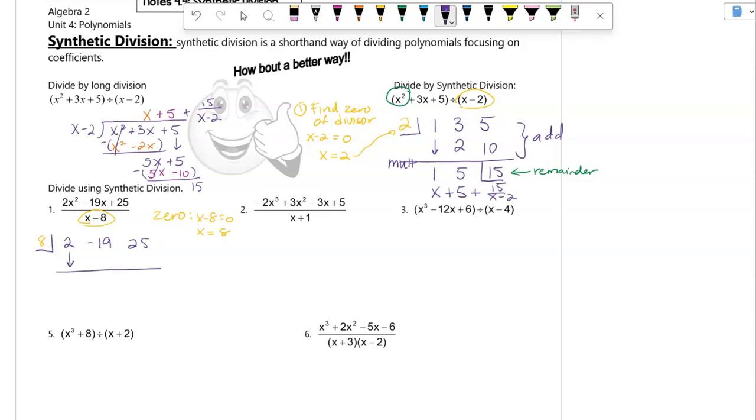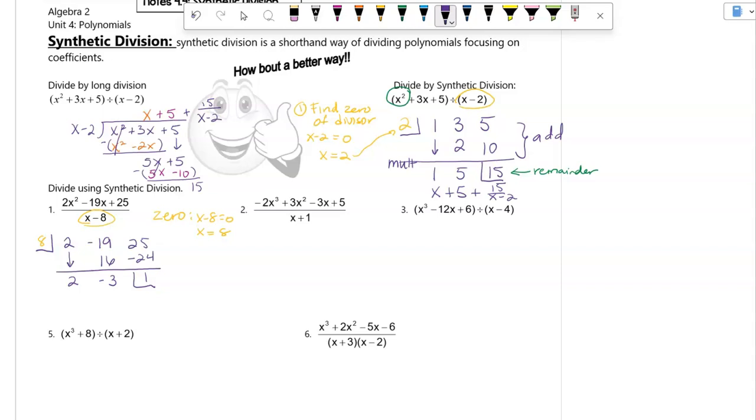Okay, so here we go. Bring down the 2. Then we do 2 times 8, which gives you 16. Then we add negative 19 and 16. Remember, we're adding, so that's negative 3. Then negative 3 times 8 is going to give us negative 24. And then we add these together, and that gives us a 1.